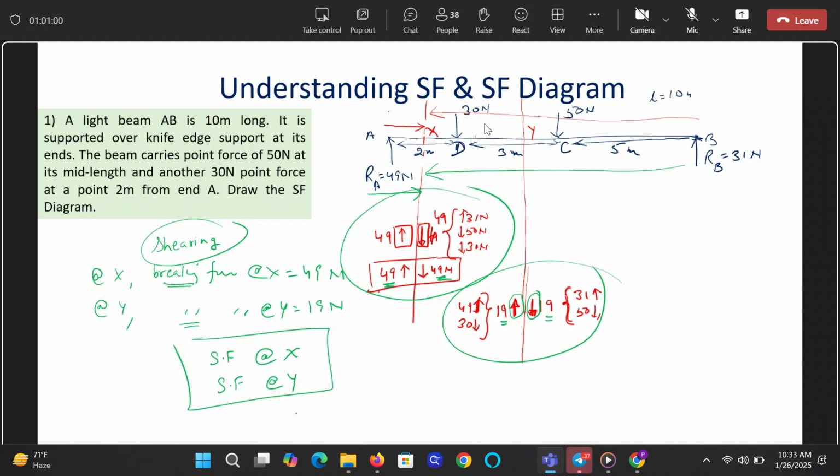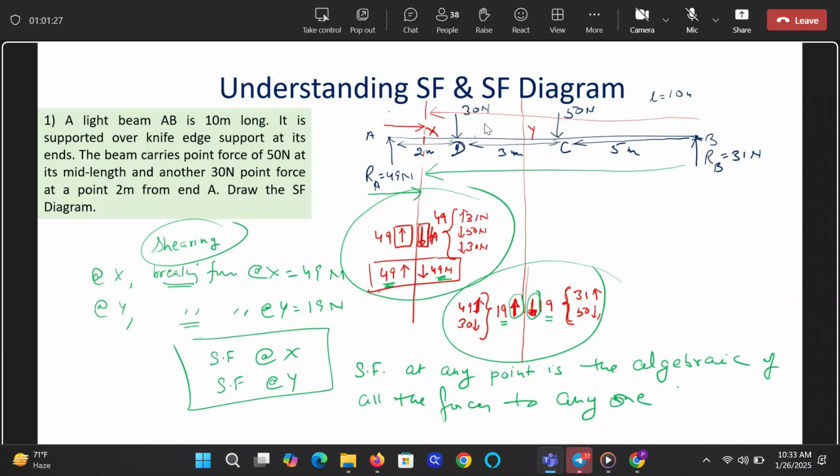So with this simple example, do you agree with me if I may say that SF at any point is the algebraic sum of all the forces to any one side, whether to the left or right, any one side of the point in question. Do you agree with me? Yes or no? Point in question means not in the question paper, but the point under discussion. Otherwise, somebody will say, where is it written in the question?